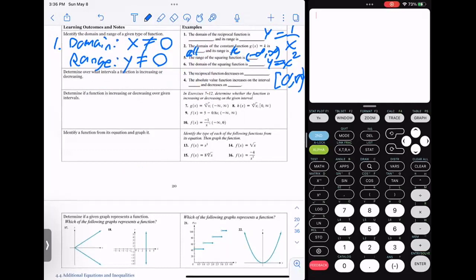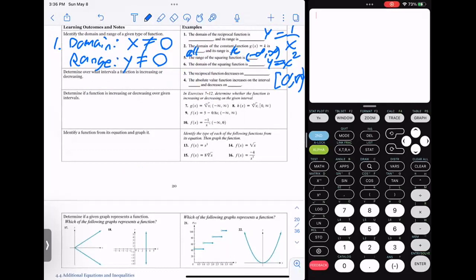Does that make sense? Yep. Okay. Anything else on this page? I did say I would go over 3 and 4.